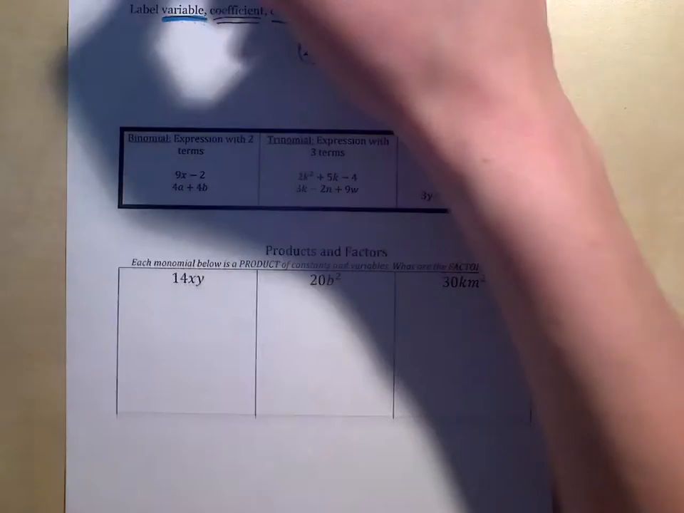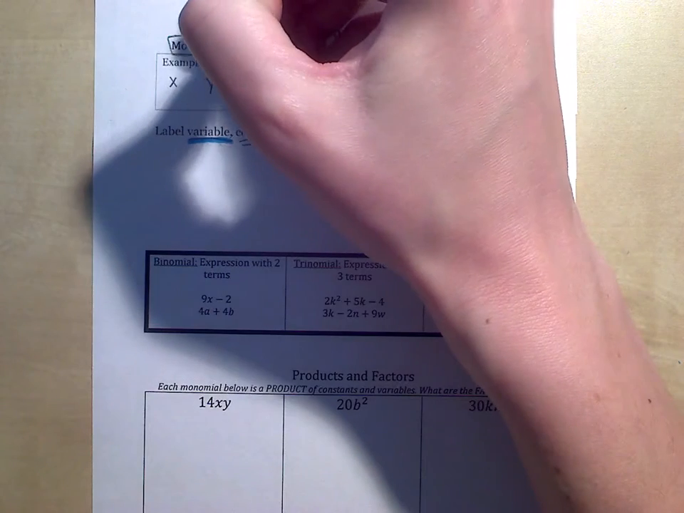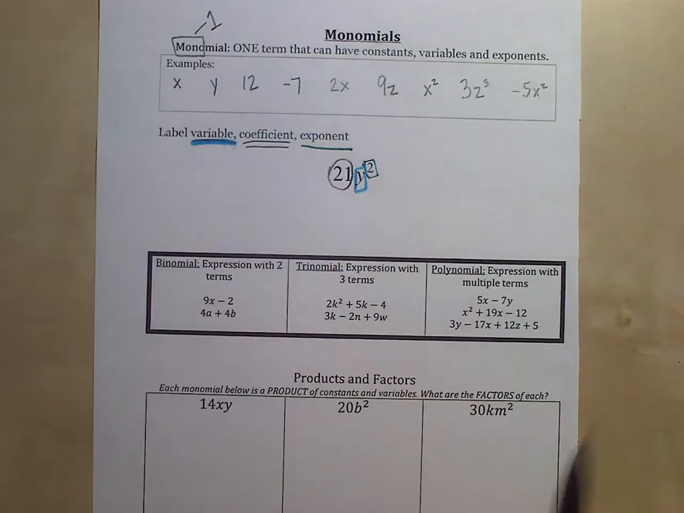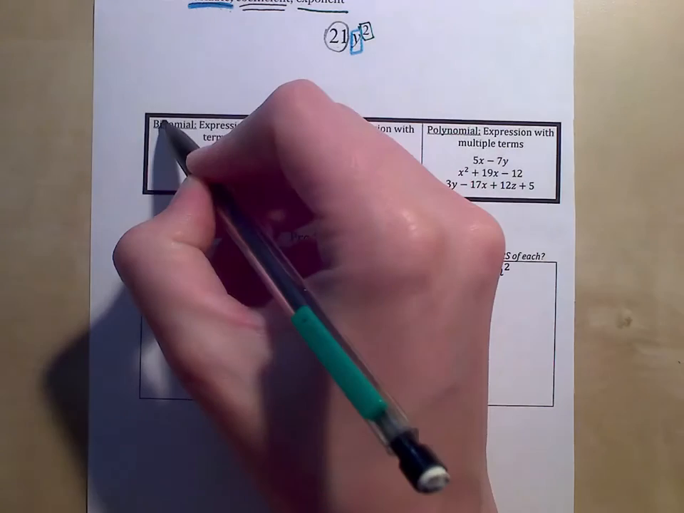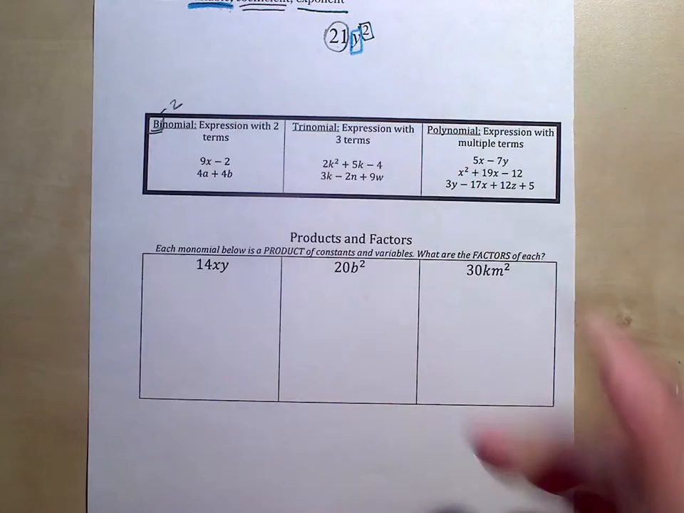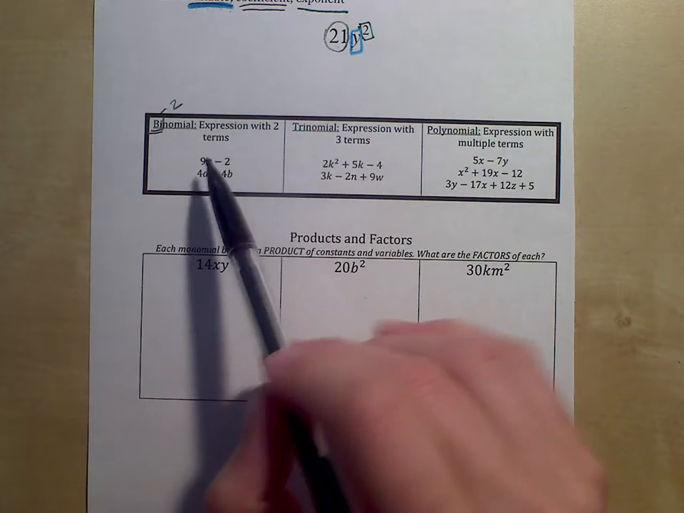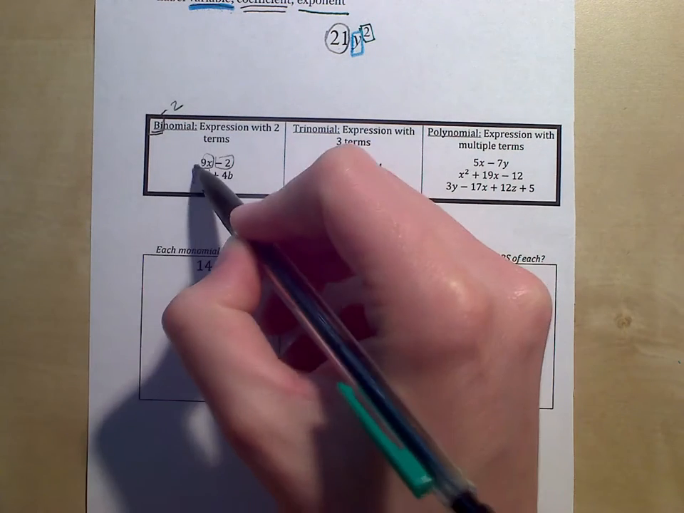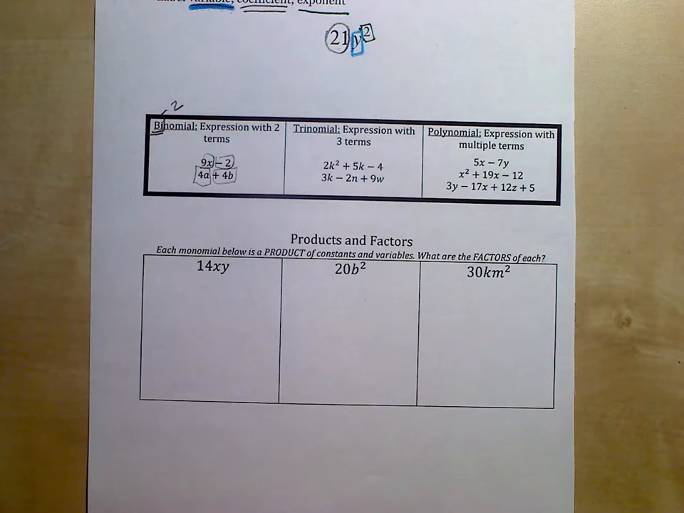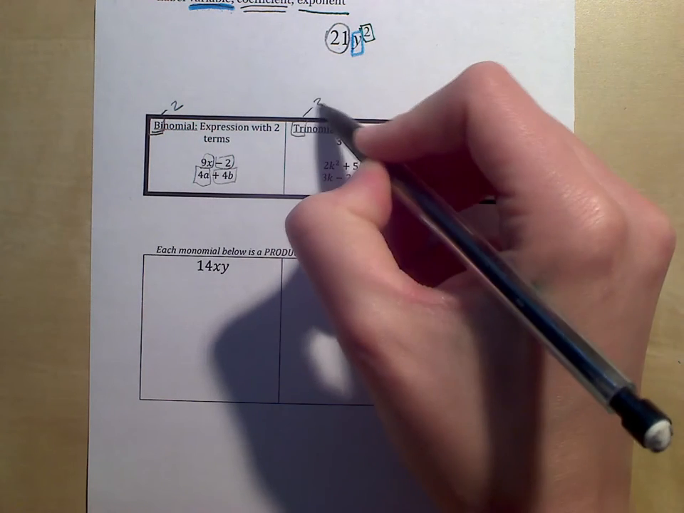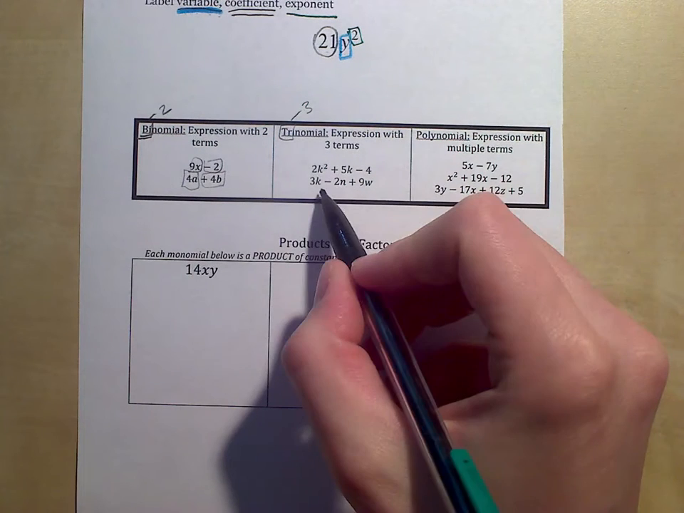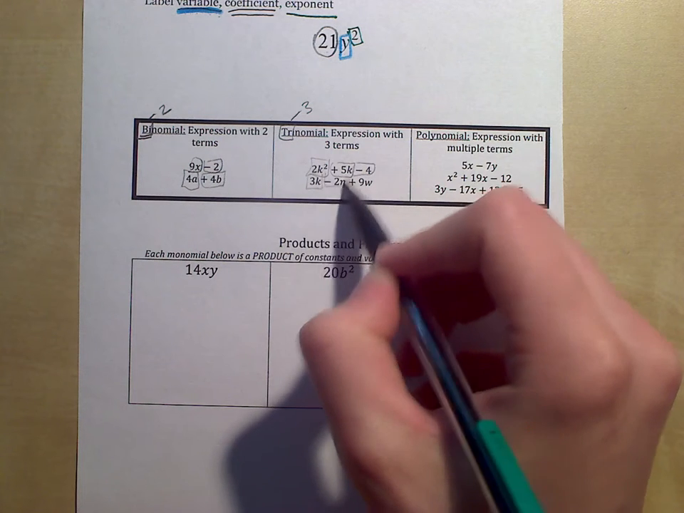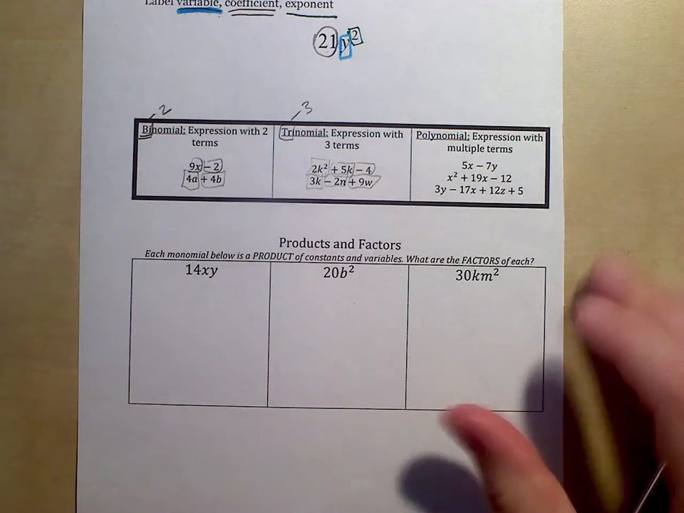Now we're going to be focusing on monomials for a little bit when we talk about exponents. So, monomial, mono means one. And if you see another word with mono in it, it means one. Binomial, bi means two, like a bicycle has two wheels. And so a binomial is an expression with two terms. Look, here's one term, 9x, -2. Two terms. Here's one term, 4a, +4b, two terms. A trinomial, tricycle has three wheels, is an expression with three terms. Here's 1, 2, 3. Here's 1, 2, 3. It's called a trinomial if it has three terms.